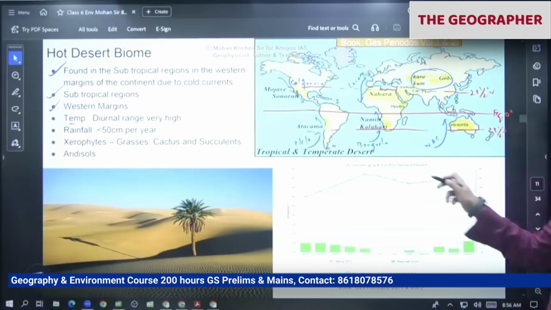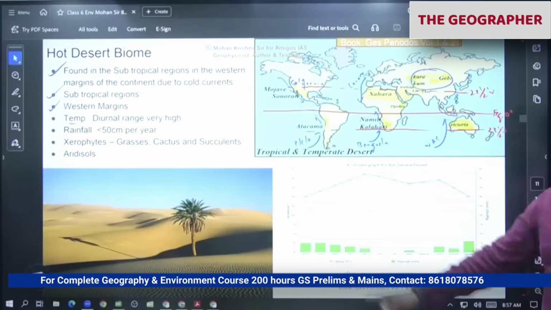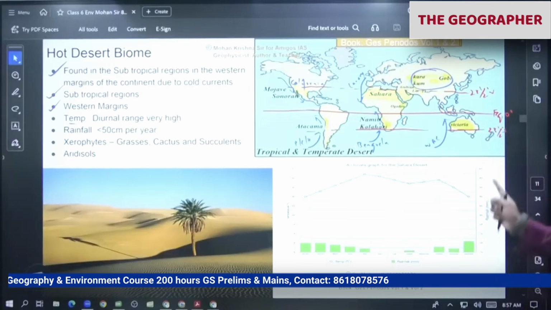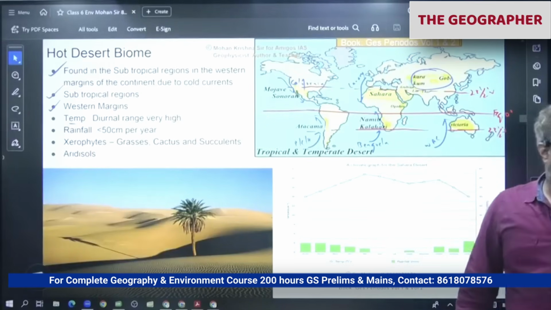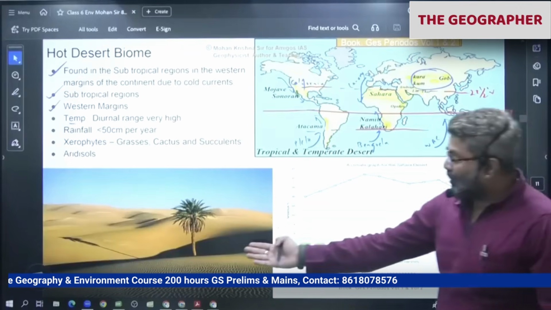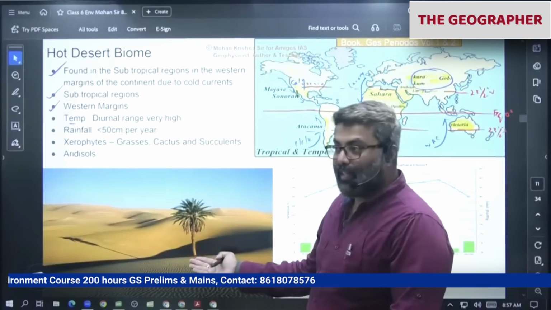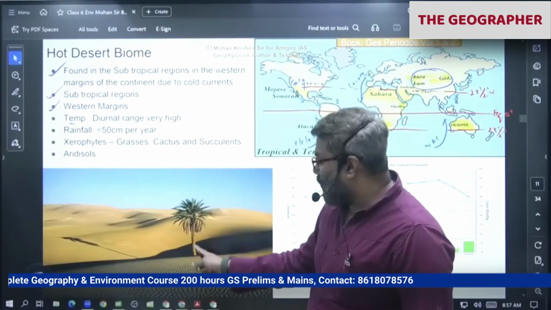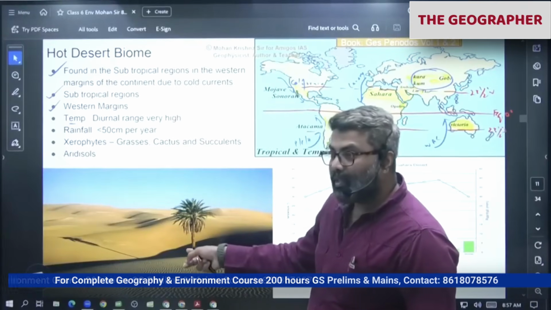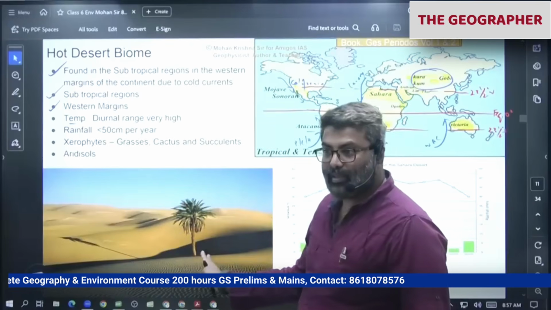You notice how it is. One side temperature they have given, other side rainfall they have given. Rainfall is very low, so soil moisture is low. So desert, no vegetation. Wherever some groundwater is there, you can see some palm tree. If an oasis is present, we will see some plants.